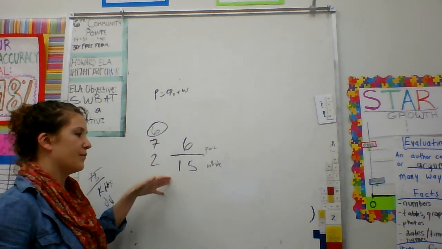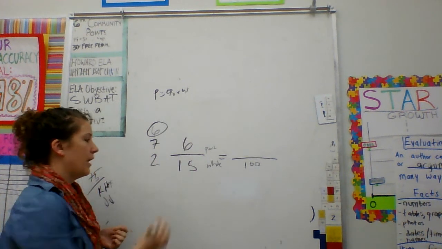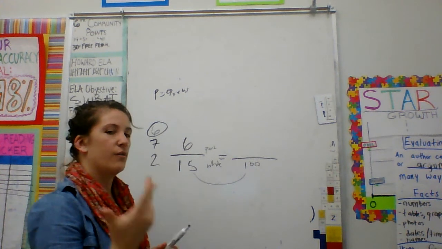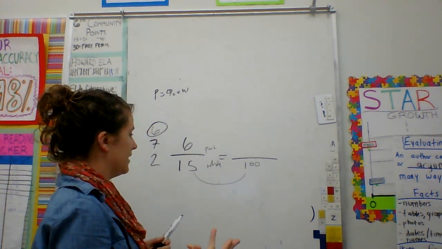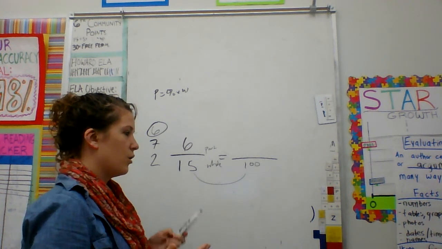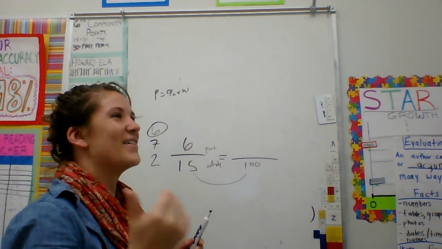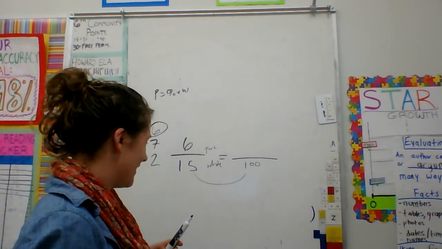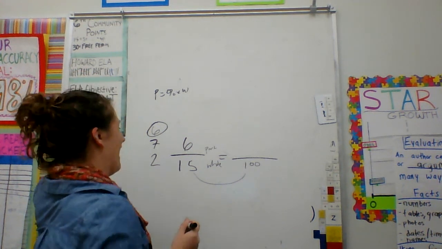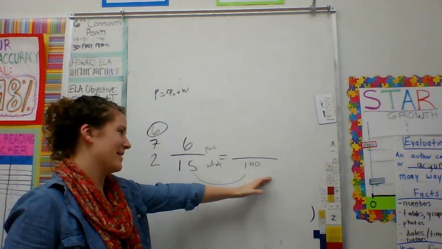I want to use the same strategy. I know what it is over 15. I want to know what it would be out of 100. How do I go from 15 to 100? Well, 15, 30, 45, 60, 75, 85. Sorry, I did that one wrong. 15, 30, 45, 60, 75, 90, and then I would end up with 105. So 15 times nothing gets me 100.